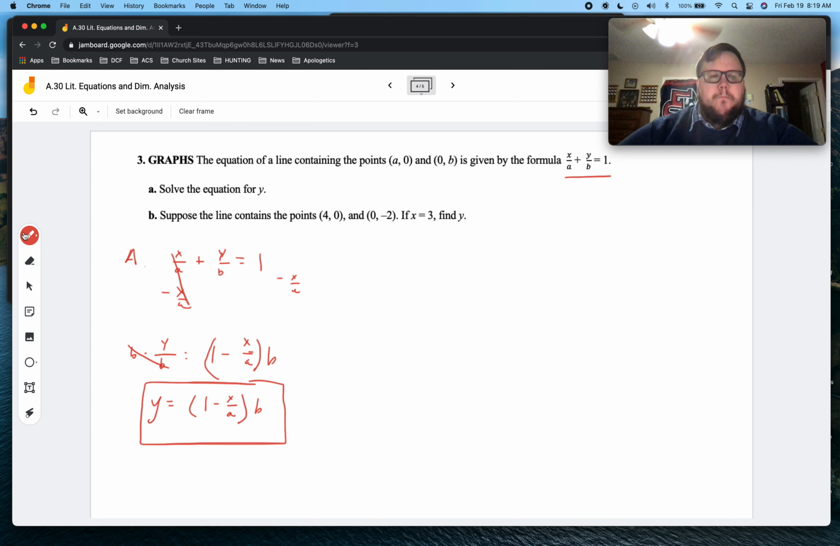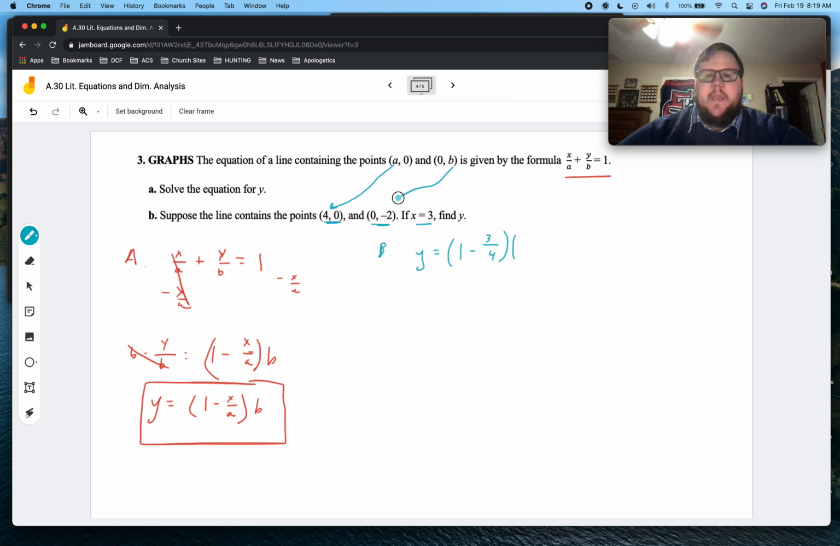Now, for part B, you notice they give us points, (4, 0), (0, -2), and x equals 3. Then we need to find y. So we're going to plug in what we know. y equals 1 minus x, well, x is 3. So I plug that in, over a. Well, a, remember, is the x component of the intercept. So (4, 0). So a represents 4. So 1 minus 3/4 times b.